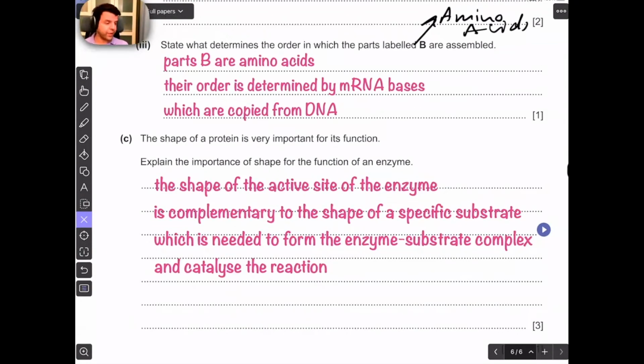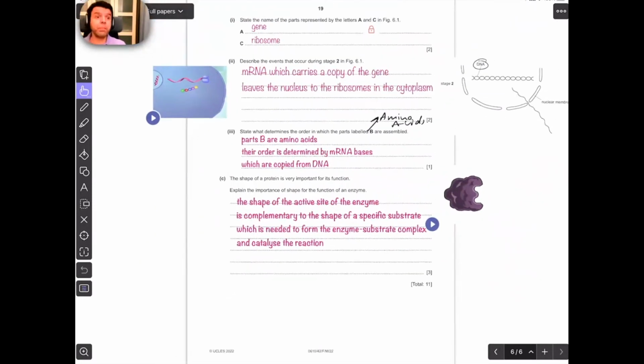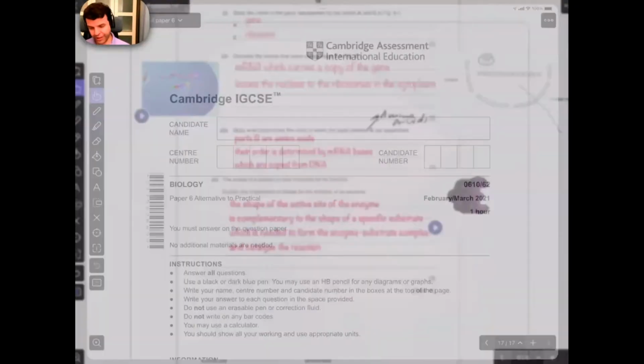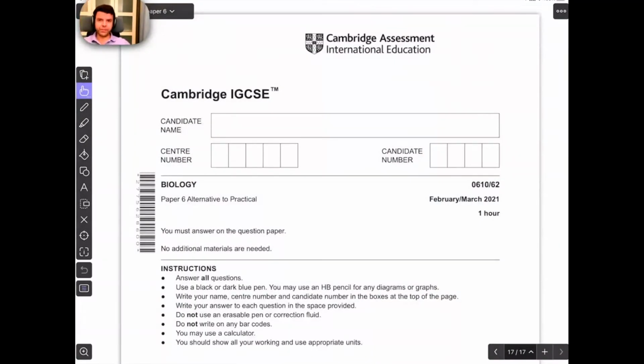Okay, right. So do you guys have questions? Any question about what we've done with this paper? Now, many of you don't do paper 6, so I'm going to be doing paper 6 now. If you don't do paper 6 in your school, then you can leave now. So I'll shift now to the paper 6 exam.